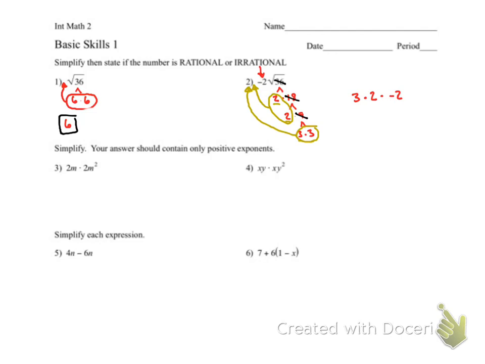And then we notice anything left over, there is nothing left over, so we don't need that radical. Now multiplying this out, 3 times 2 is 6, and we still have times negative 2. And 6 times negative 2 gives us a negative 12.